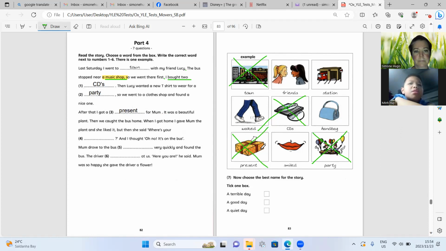Then we caught the bus home. When I got home, I gave Mom the plant and she liked it. But then she said, where's your handbag? She forgot something. What do you think she forgot on the bus? Yes, her handbag. And I jumped. Oh no, it's on the bus. Mom drove to the bus station.